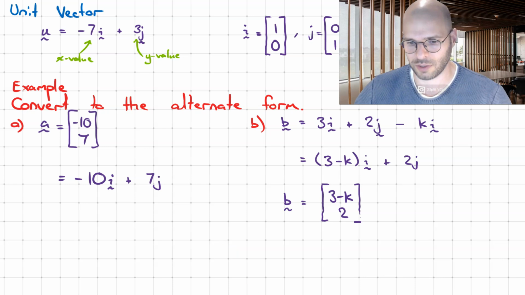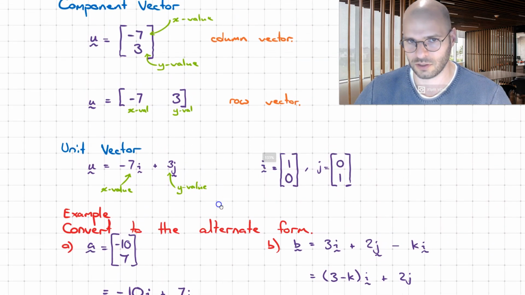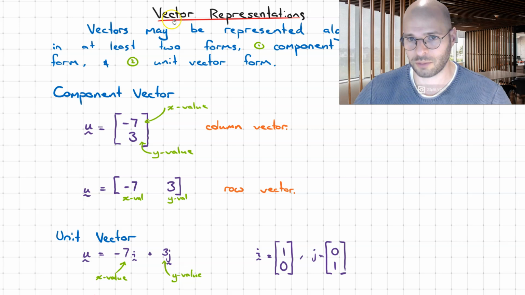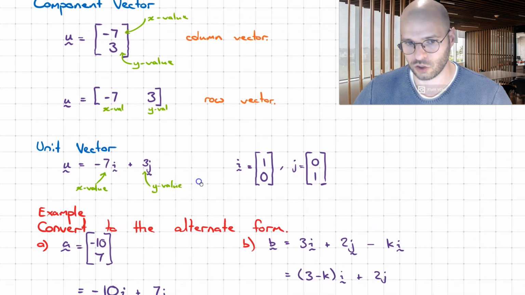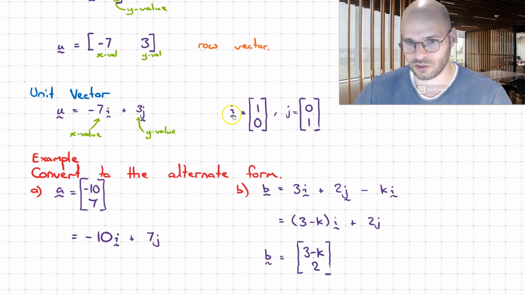So in summary, what we had a look at in this lesson was that we can represent vectors algebraically, where we have a choice of two forms. We can do component vector form, unit vector form. Component vector form could be done as a column vector, so a 2 by 1 matrix, or we can do it as a row vector, which is a 1 by 2 matrix. The unit vector form uses the base unit vectors i and j to represent it as an algebraic expression like so over here.